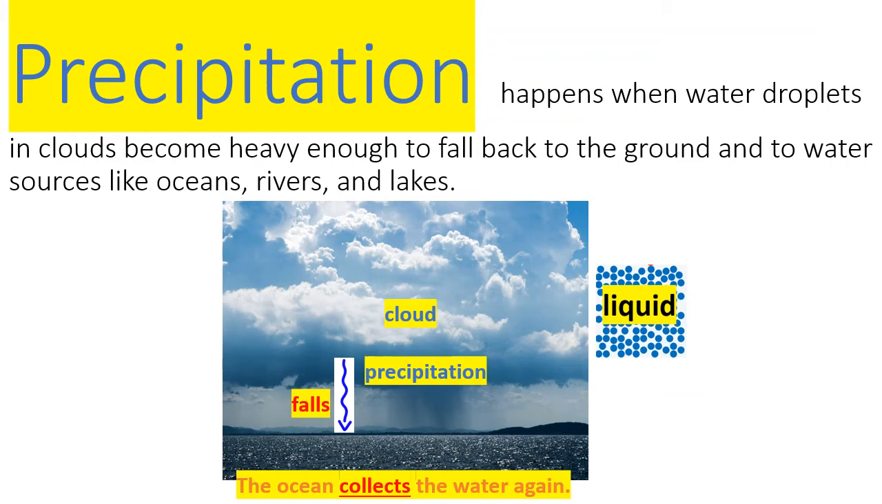Next is precipitation. This happens when water droplets in clouds become heavy enough to fall back to the ground and to water sources like oceans, rivers, and lakes. So the same water that became water vapor becomes liquid water again, and that's what we call precipitation. And rain is only one kind of precipitation. So that means the water falls back down and the ocean collects the water again.